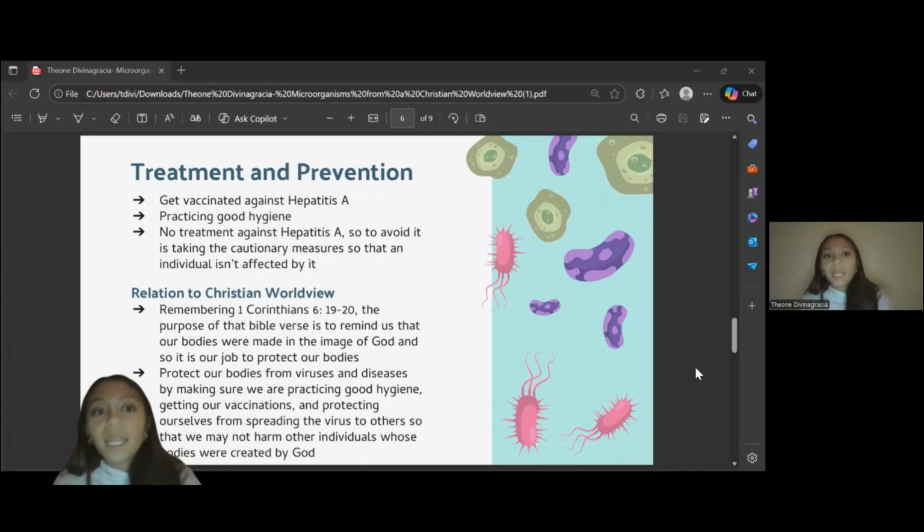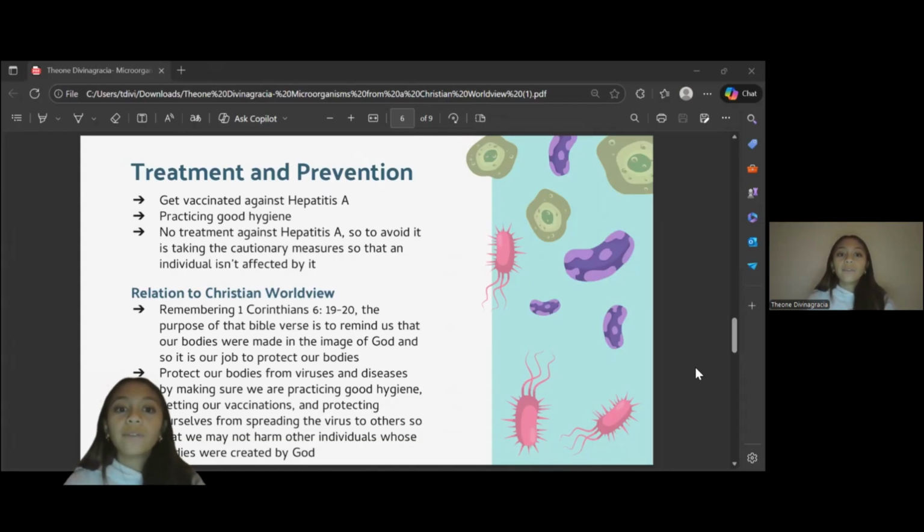Next, we have treatment and prevention. So there is actually no treatment against hepatitis A. So to avoid it, we have to take cautionary measures so that we and other individuals cannot be affected by it. And that means getting our vaccination against hepatitis A and practicing good hygiene, which means washing your hands after you use the restroom and just washing your hands whenever you handle food.